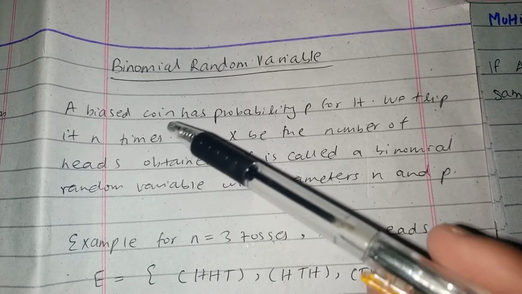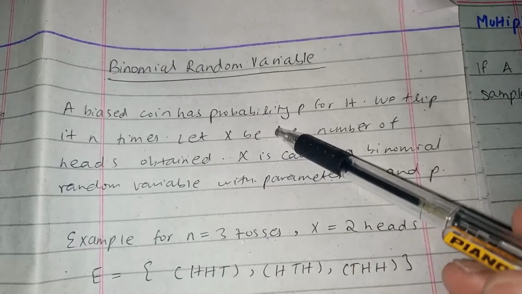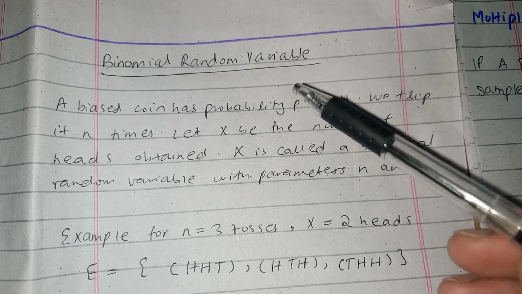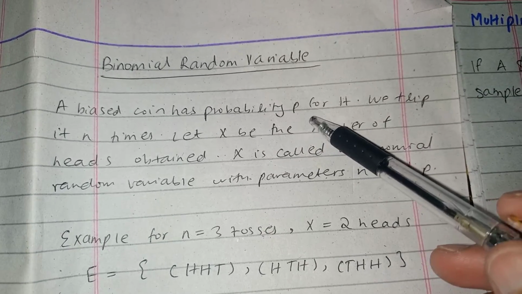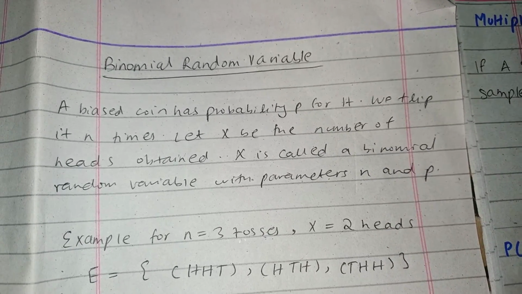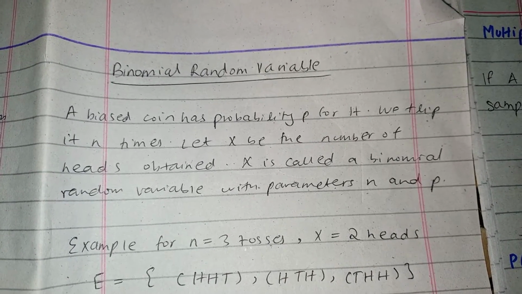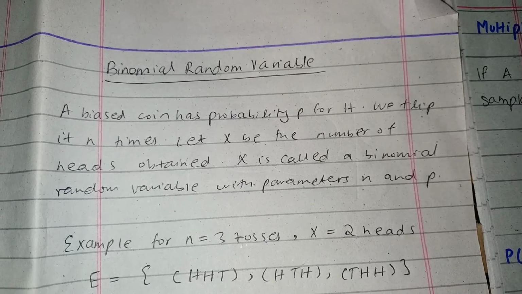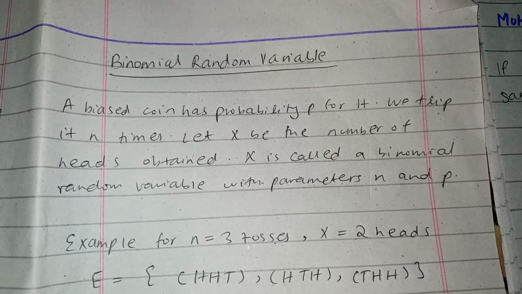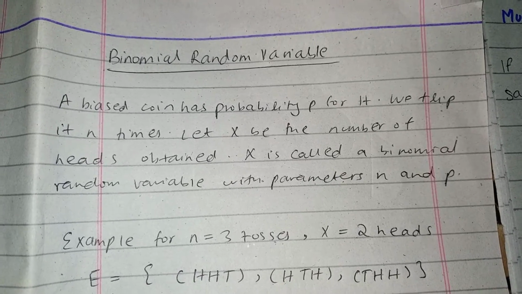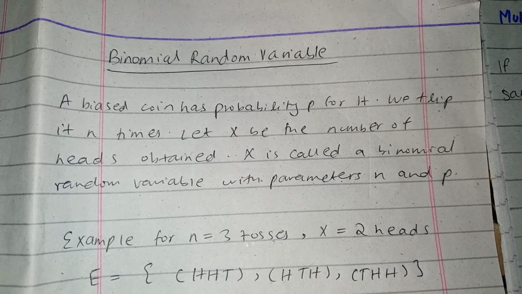So let's say a biased coin has probability p for heads. Let's say there is a coin which has probability, small p, of landing heads. We only have two outcomes every time, like head or tail in a coin. So let's say its probability for heads is small p.